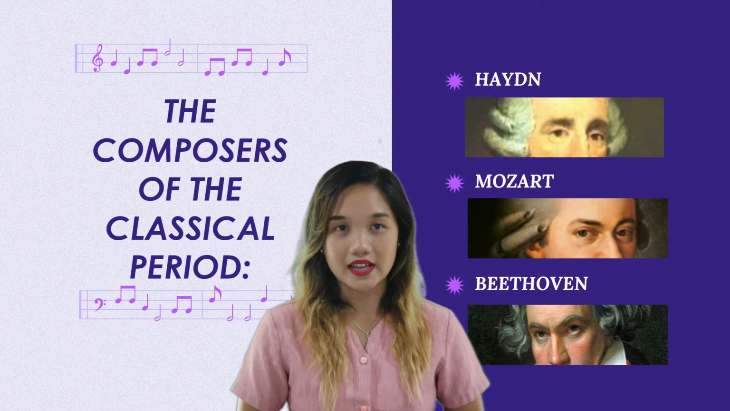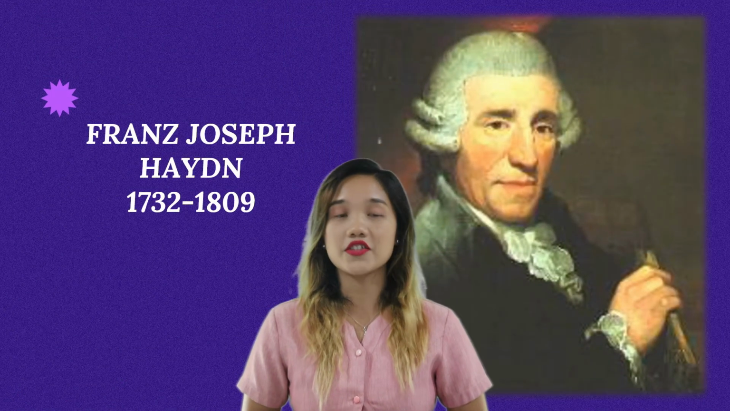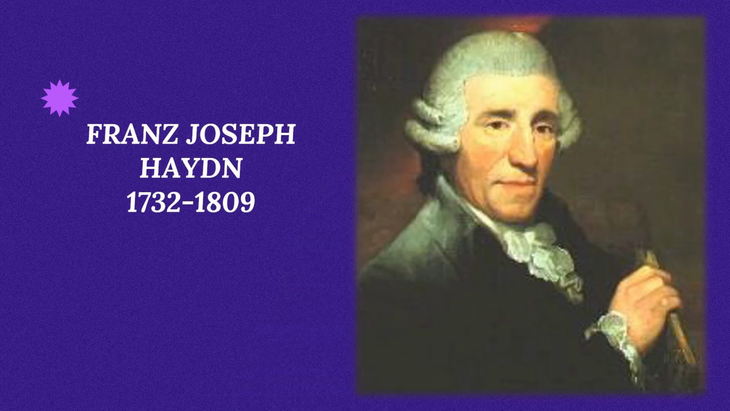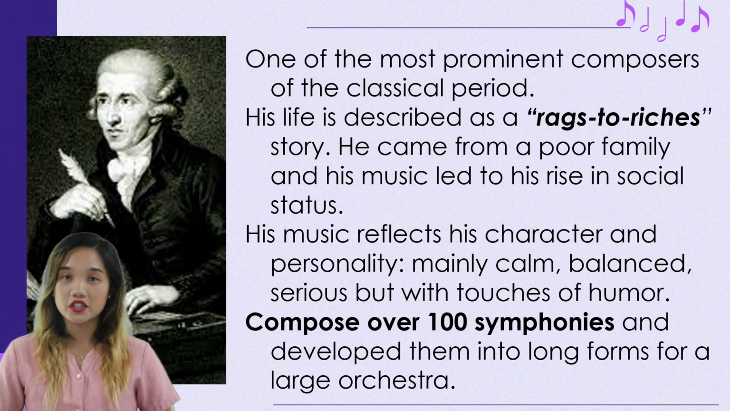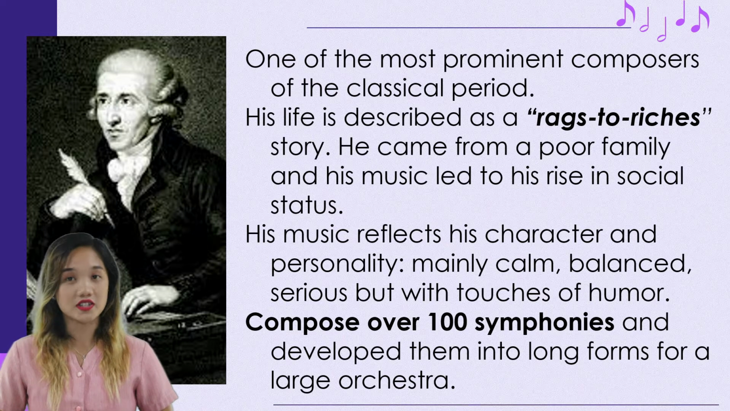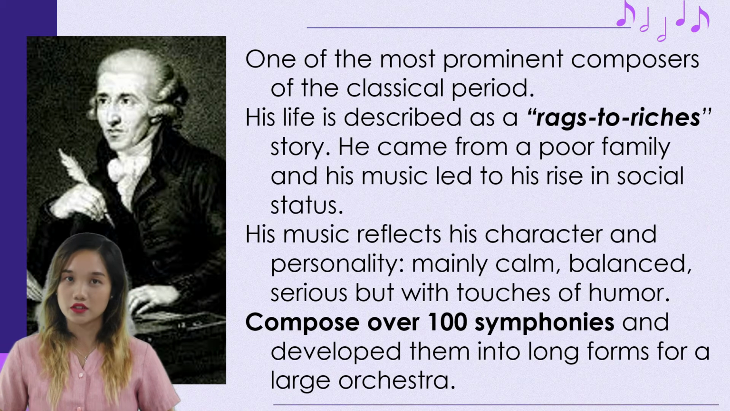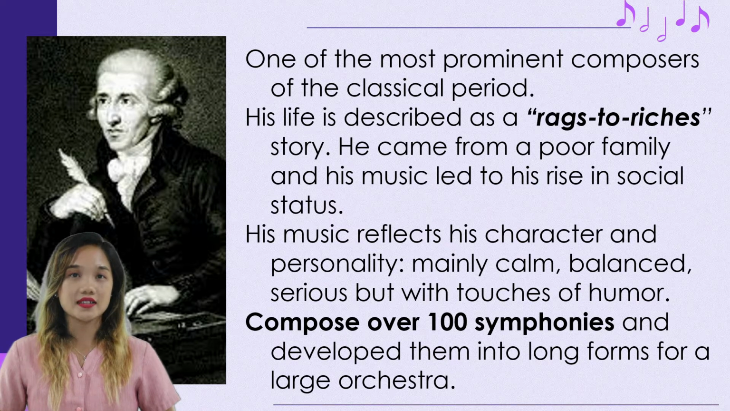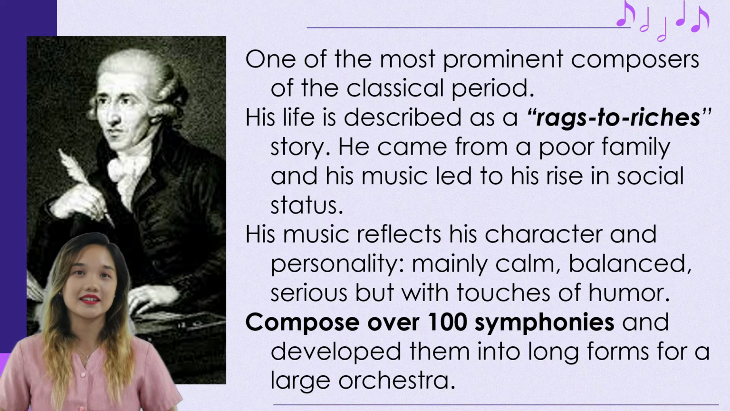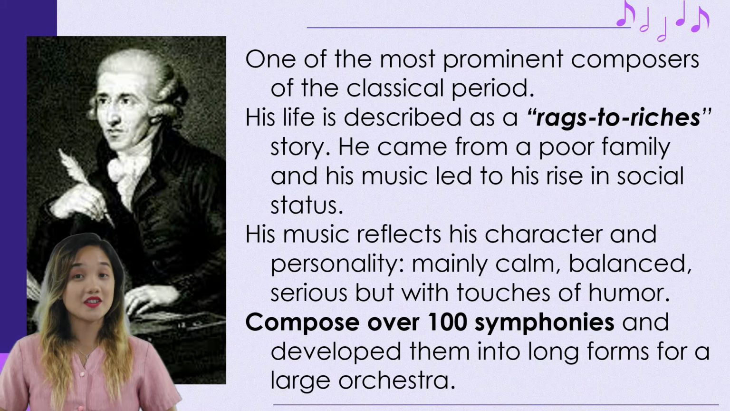These are the composers of the classical period. First, we are going to discuss Franz Joseph Haydn, from 1732 to 1809. One of the most prominent composers of the classical period, his life is described as a rags to riches story. He came from a poor family and his music led to his rise in social status. His music reflects his character and personality, mainly calm, balanced, serious but with touches of humor.